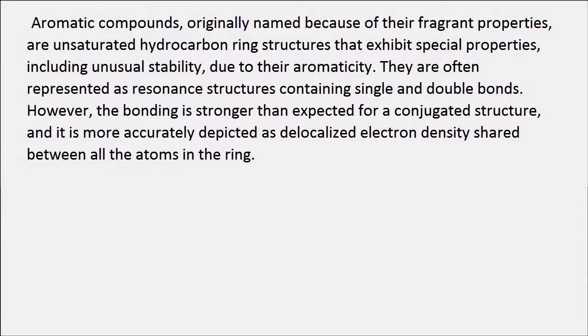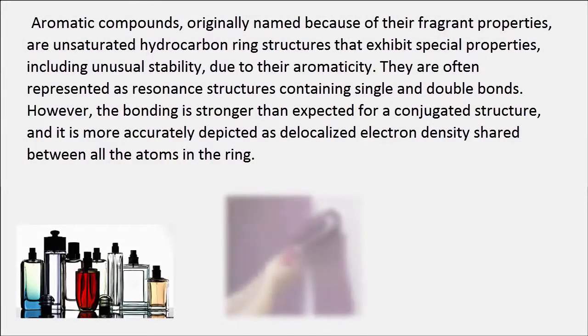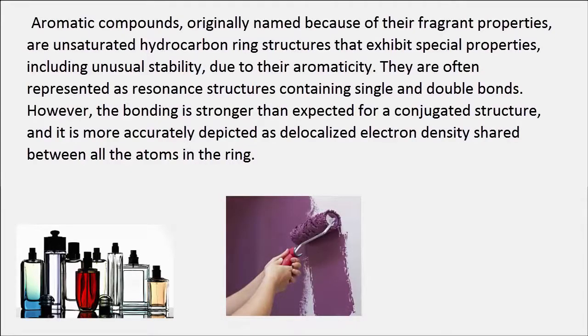Aromatic compounds, originally named because of their fragrant properties, are unsaturated hydrocarbon ring structures that exhibit special properties, including unusual stability due to their aromaticity. They are often represented as resonance structures containing single and double bonds. However, the bonding is stronger than expected for a conjugated structure, and it is more accurately depicted as delocalized electron density shared between all the atoms in the ring.